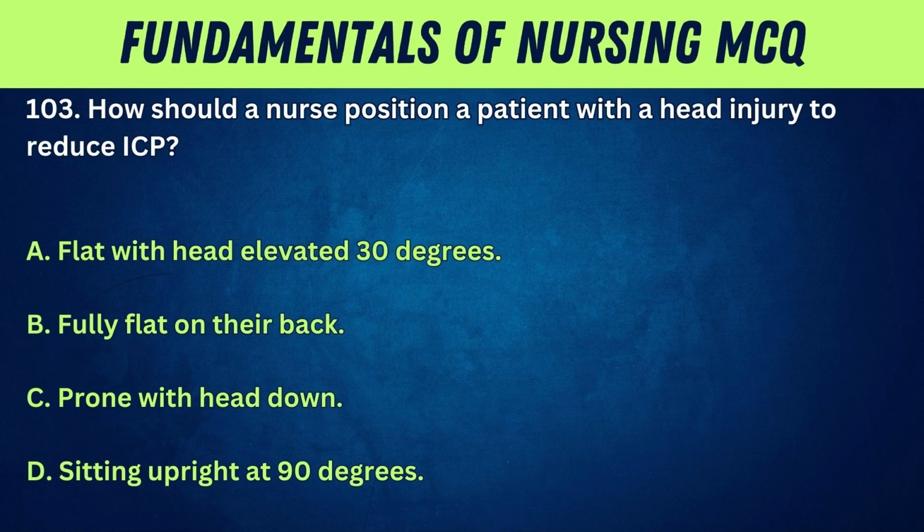103. How should a nurse position a patient with a head injury to reduce ICP? A. Flat with head elevated 30 degrees. B. Fully flat on their back. C. Prone with head down. D. Sitting upright at 90 degrees.